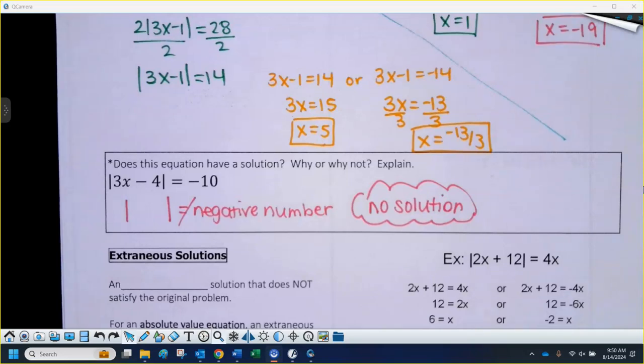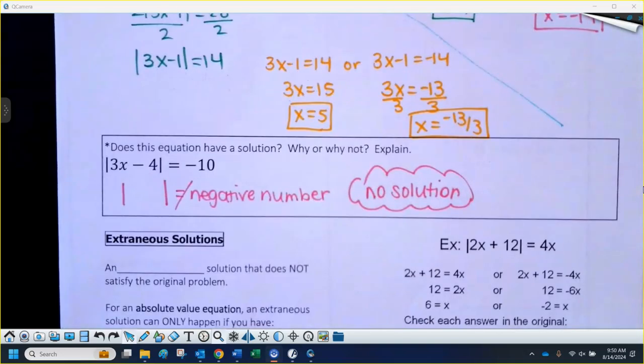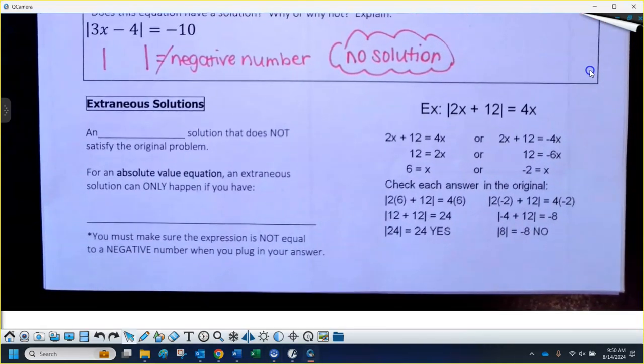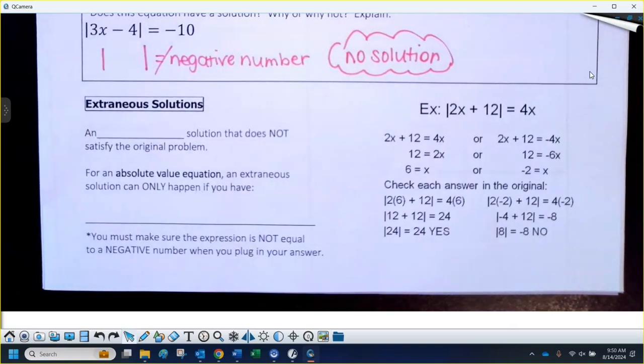Okay, now this idea that an absolute value can't be equal to a negative is going to lead into what we're going to talk about next, which is extraneous solutions. None of the questions we've done so far would have anything like this, because we just had absolute values equal to just a number. Have you heard this term before, extraneous solution?